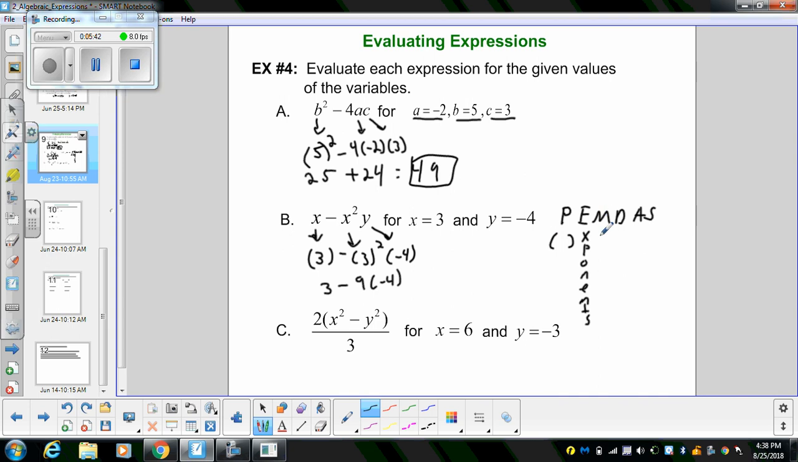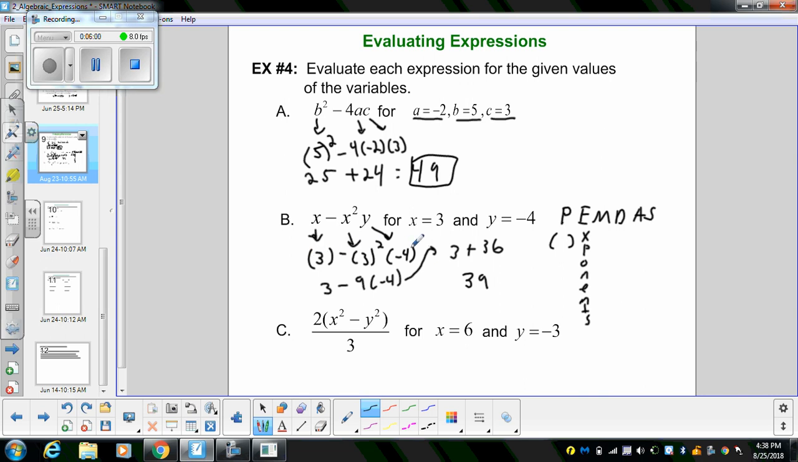Then I can multiply. So I can multiply this with this negative 9. So again, the minus sign will go with the 9. So it's negative 9 times negative 4 gives me a positive 36. And then I can add those up, and I'll get 39.